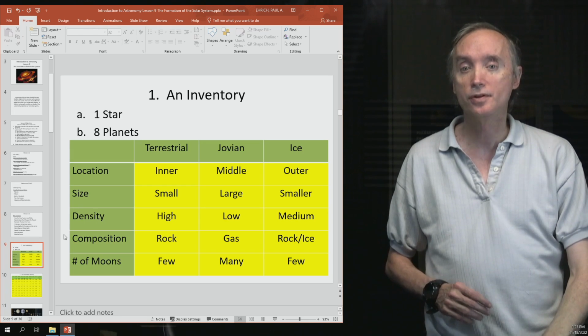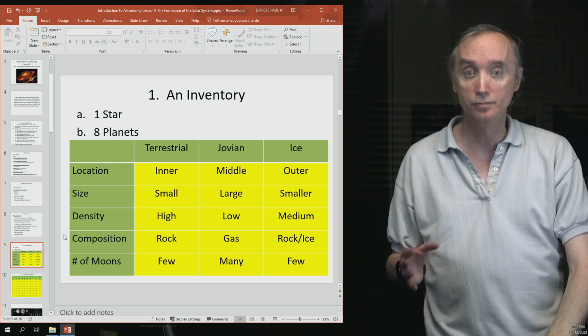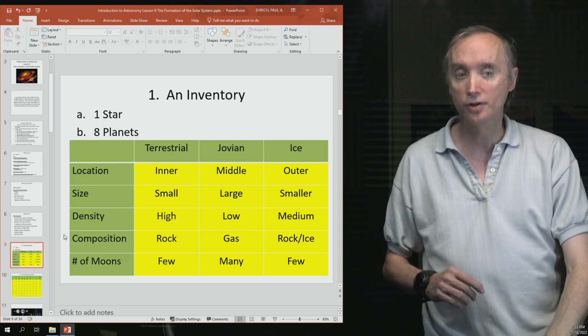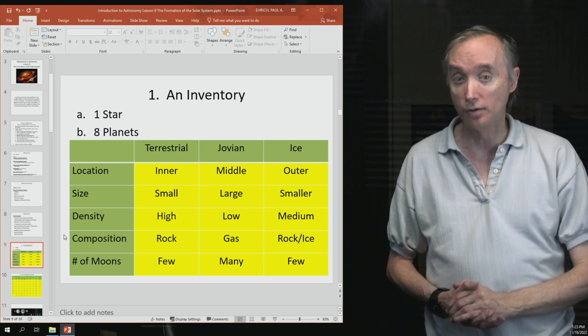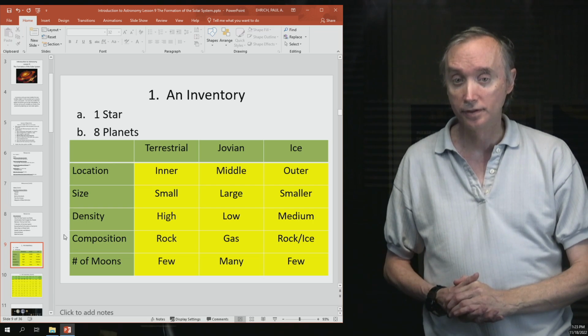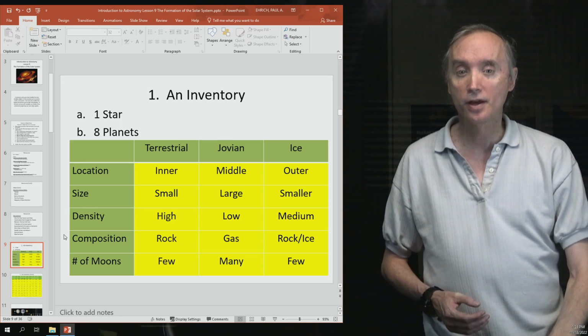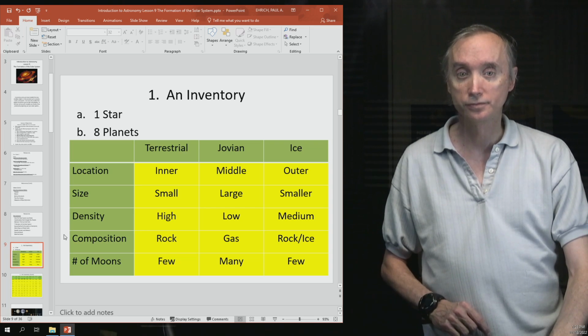The composition of a terrestrial planet is going to be rock and metals. And then the number of moons is very few, because if you look at Mercury, how many moons does it have? 0. If you look at Venus, how many does it have? 0. If you look at Earth, well, it's got 1. And then if you look at Mars, it actually has 2 very small moons.